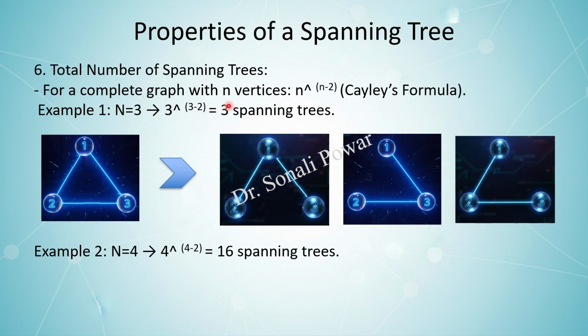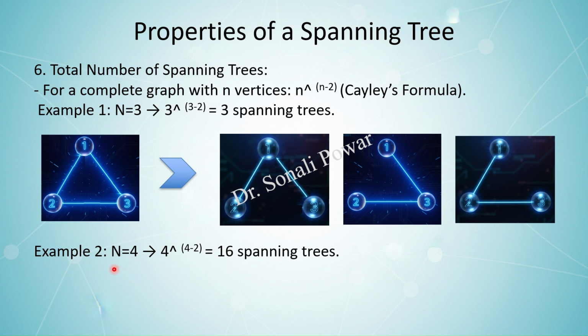The next property is related to the total number of spanning trees. For a complete graph with n vertices, the number of possible spanning trees is n raised to the power of n minus 2. A complete graph means each and every vertex is connected to every other vertex. Following is an example of a complete graph with 3 vertices. It means the value of n is 3. So the maximum number of spanning trees will be 3 raised to the power of 3 minus 2. It means 3 raised to 1. So the number of possible spanning trees is 3.